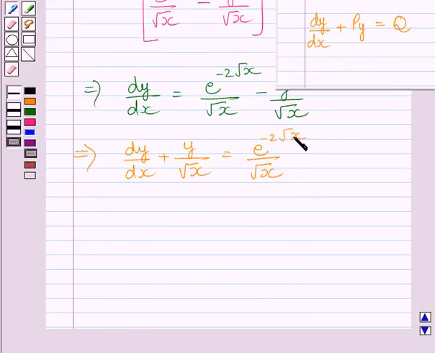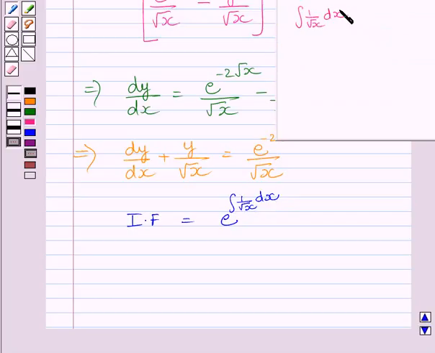So, for solving this equation, first of all, we will find out integrating factor. We know integrating factor of this equation is equal to e raised to the power integral of p dx. Now, comparing these two equations, we get p is equal to 1 upon root x. So, integrating factor in this equation is equal to e raised to the power integral of 1 upon root x dx.